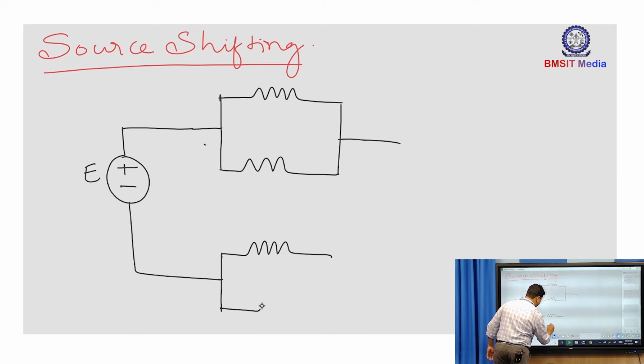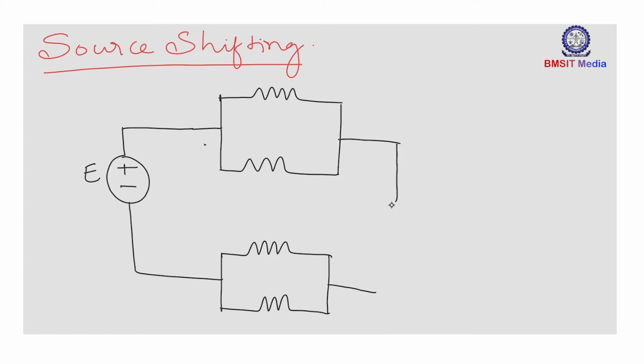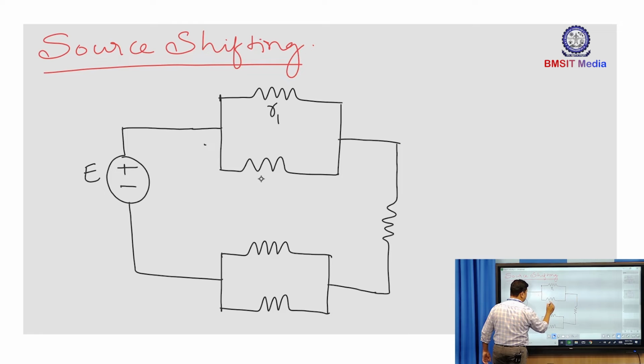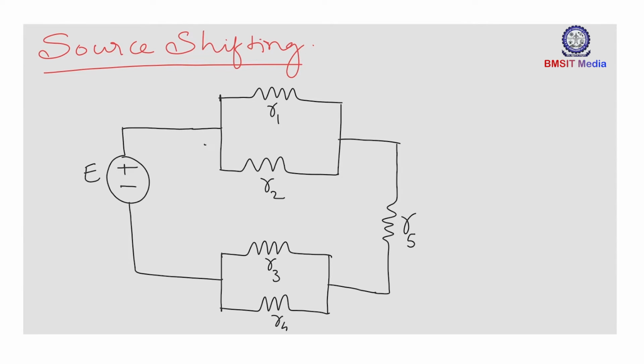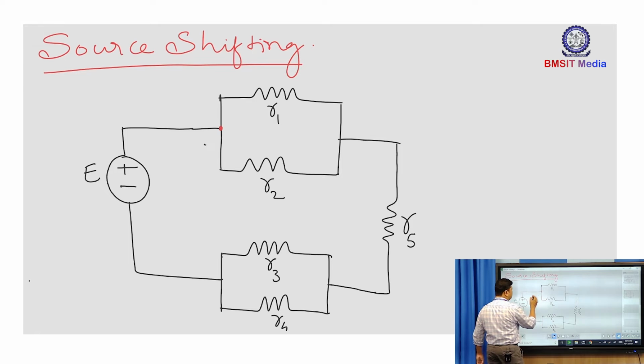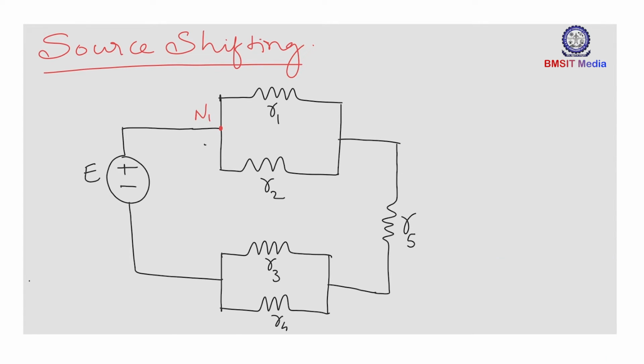This is an example circuit just to understand the source shifting operation. Let me name the resistors. Let this be R1, let this be R2, let this be R3, let this be R4, and let this be R5. I will name the nodes: N1, node N3, node N2, and node N4.